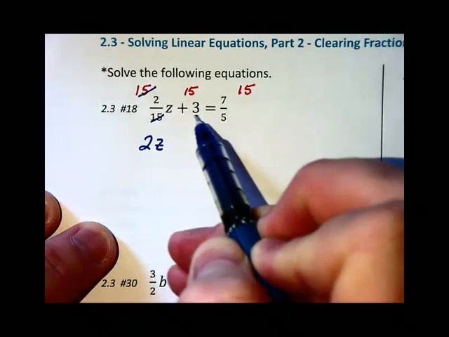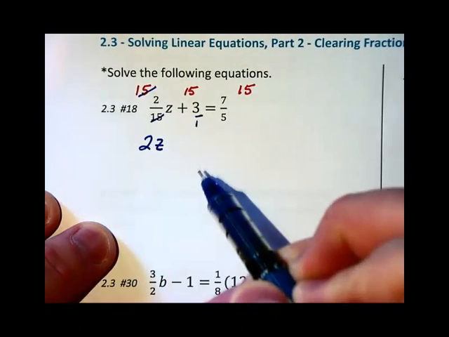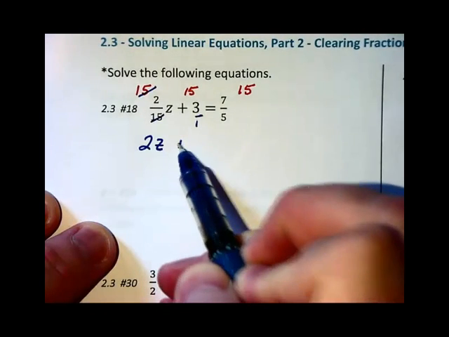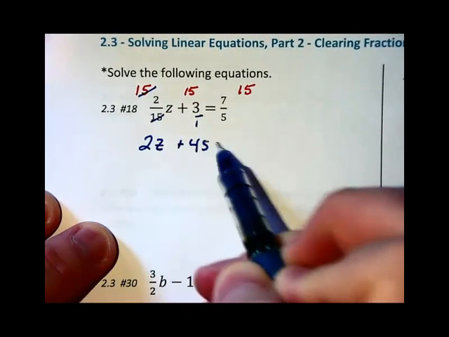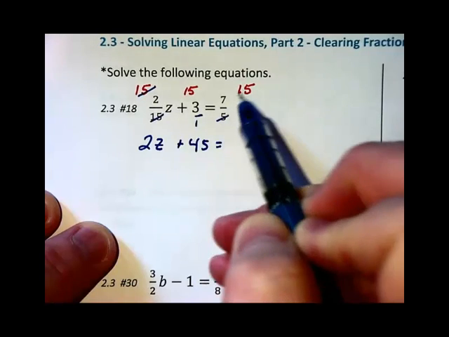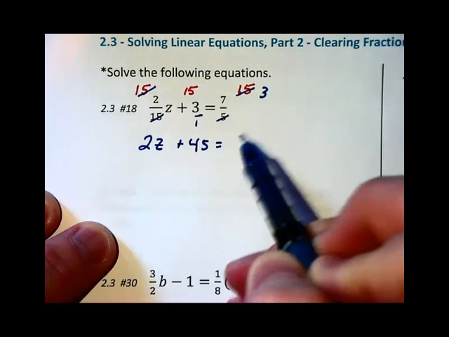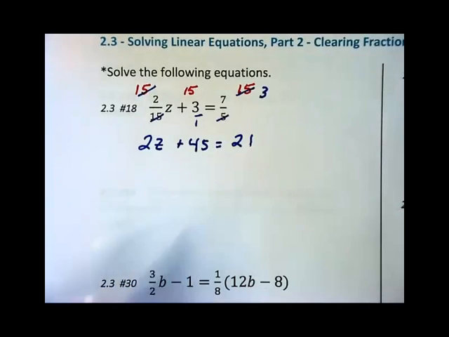In the middle, there is no denominator. That 3 is really over a 1. So we have 15 times 3, making 45. Equals, on the right, the 5 and the 15 cancel to a 3. 7 times 3 is 21.